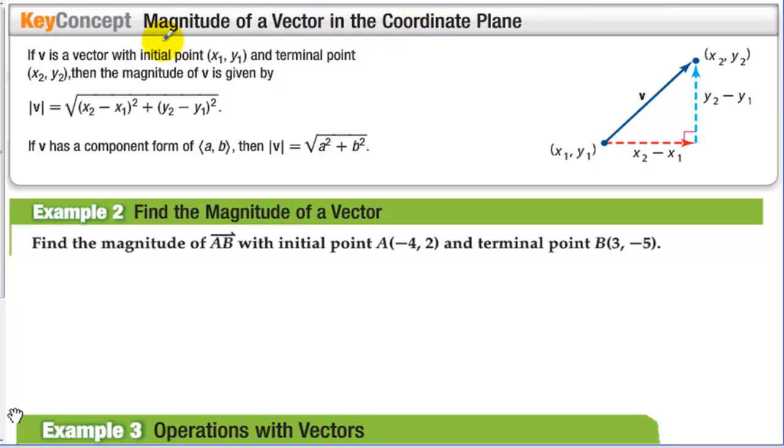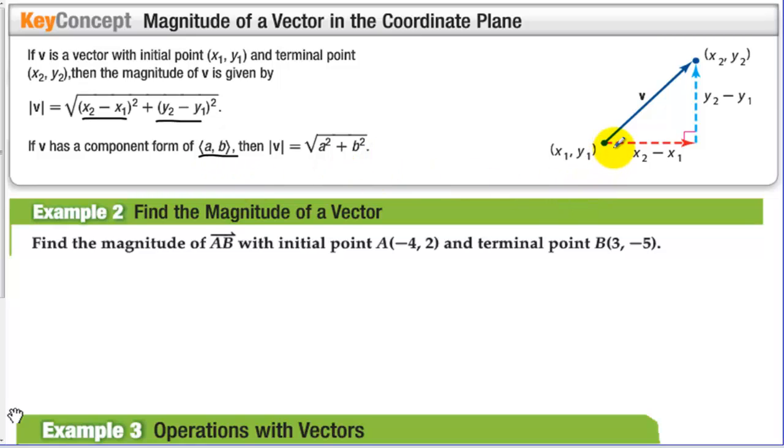Magnitude of a vector in the coordinate plane. If v is a vector with initial point (x1, y1) and terminal point (x2, y2), then the magnitude of v is given by, this is just the Pythagorean theorem. If v has a component form of ⟨a, b⟩, then the magnitude of v is just the square root of a squared plus b squared. If the vector is in component form, we've already taken care of the subtraction.